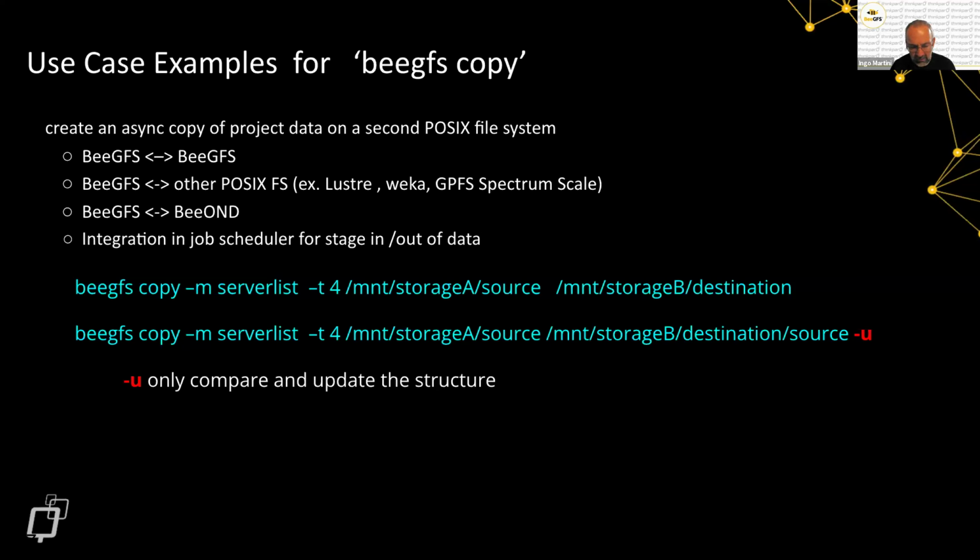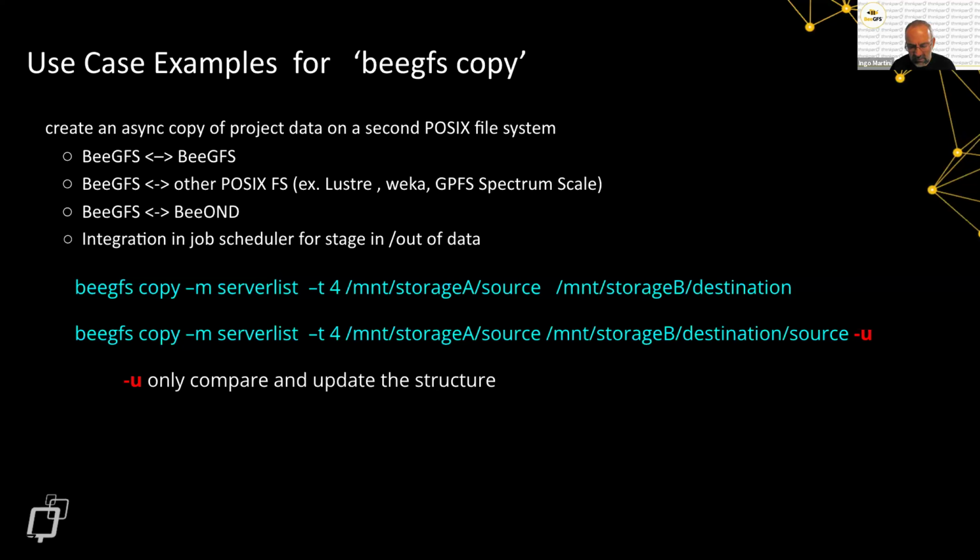And then, like you know it from a copy tool, you give the source and the target here. And important, you can have multiple sources, and all this will go in the target directory. In this case, mount storage B destination, and there you will see subdirectories for all the sources that you create here.